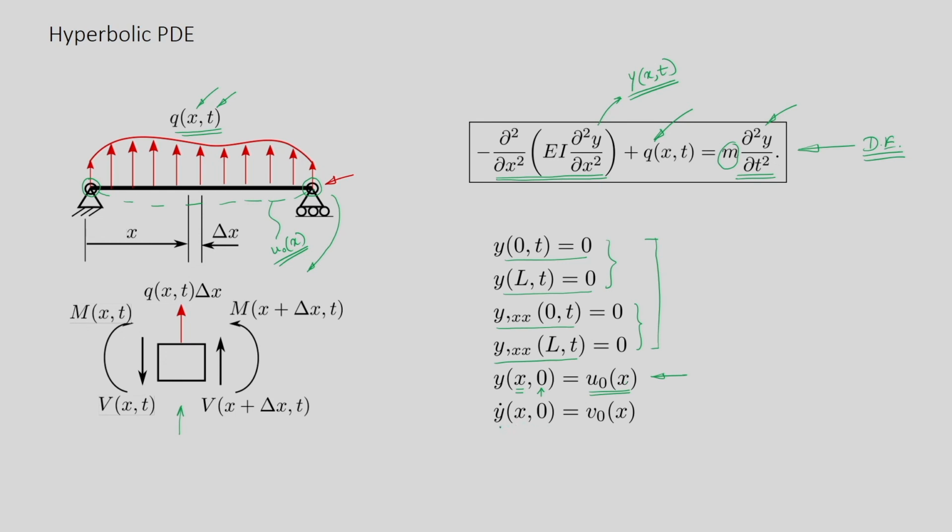Similarly, we can specify the velocity. So this is del y by del t, the velocity at any point x at time instant t equal to 0, that is also given. Because we have a second order time derivative, we need two initial conditions. Once we complete the definition of the problem, let us go ahead and formulate the discrete set of equations corresponding to this problem.